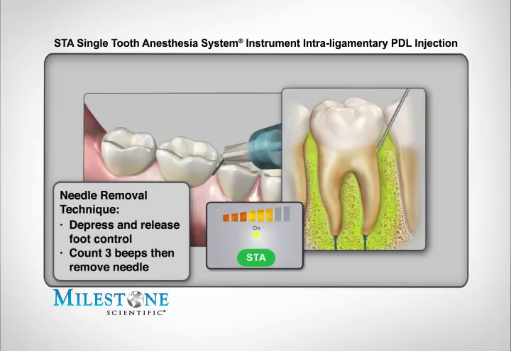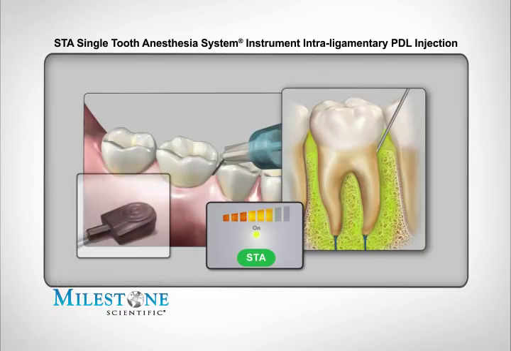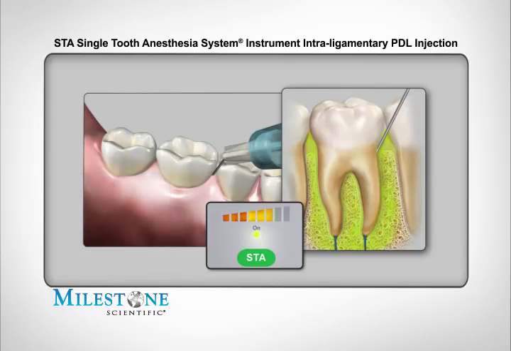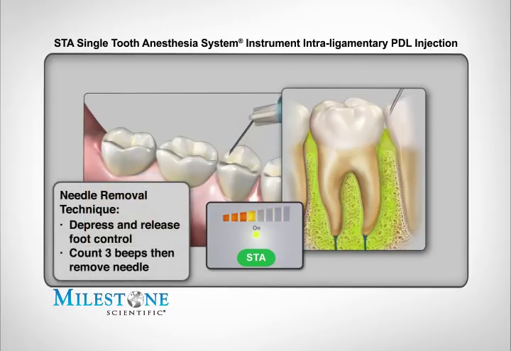To avoid anesthetic solution spray back into your patient's mouth, perform the following. While the needle is still embedded in the patient's tissues, depress and release the foot control pedal. Count 3 beeps after releasing the foot control, and then totally remove the needle from the patient's mouth. Direct the needle away from the patient, as a small amount of anesthetic solution may still be present.